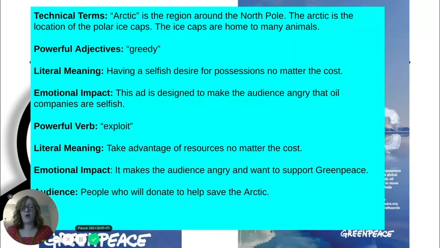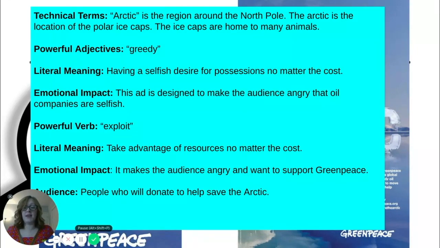A powerful adjective you may have found is the word greedy. Greedy has a literal meaning of having a selfish desire for possessions no matter the cost. The emotional impact of this advertisement is designed to make the audience angry that the oil companies are being selfish and drilling and diminishing the habitats of these animals.